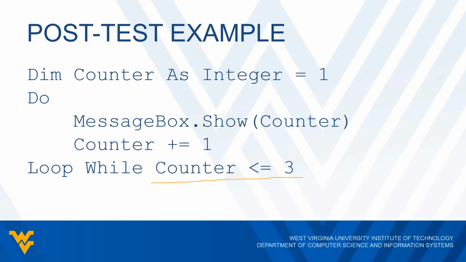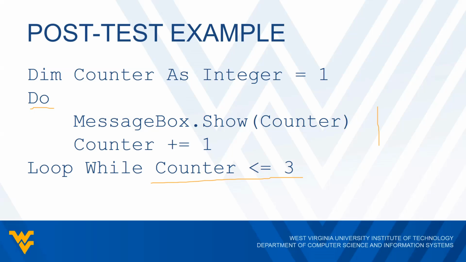Let's walk through this to make sure we see what's going on. Counter is initially 1. We execute the loop at least once because we have the word do up here. We have our message box, and we display 1. We increment our counter by 1, so now counter is 2. We go down to our condition. Counter is less than or equal to 3, because counter is 2, so it's true. We go back into our loop.